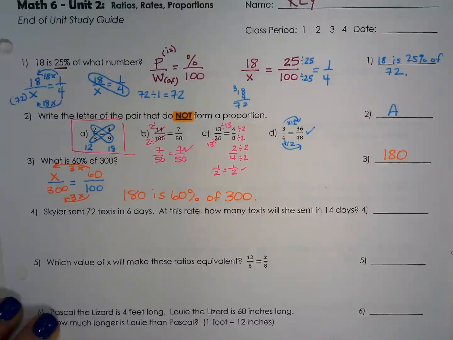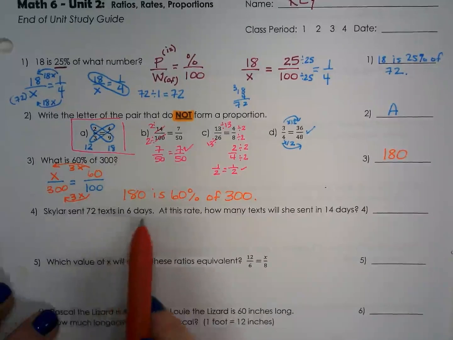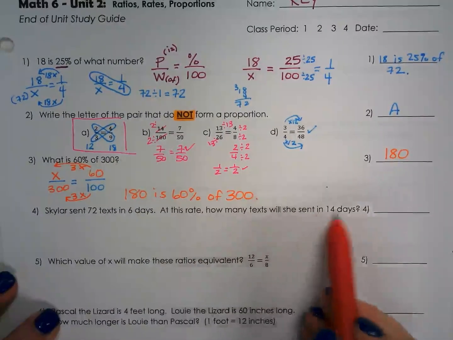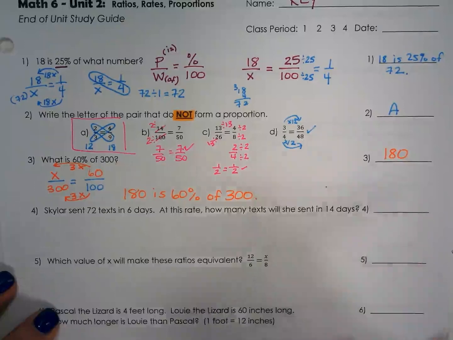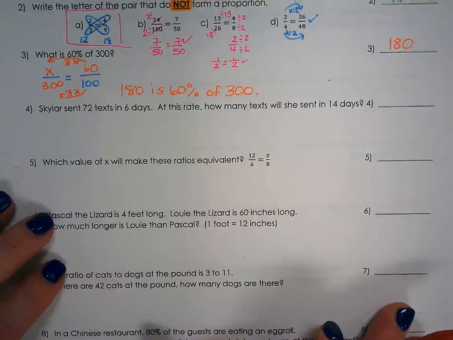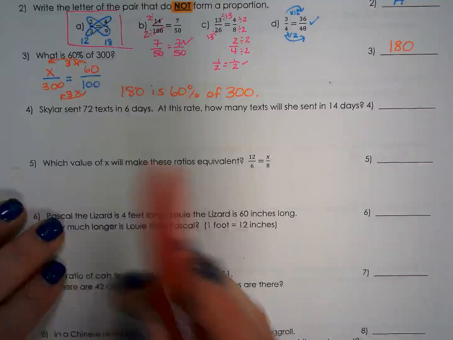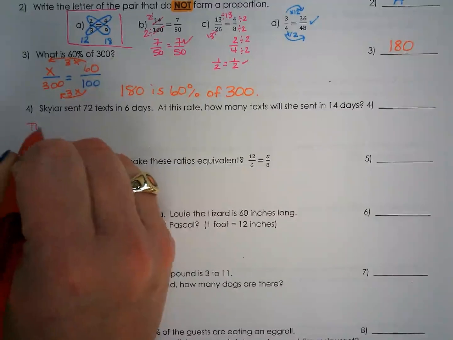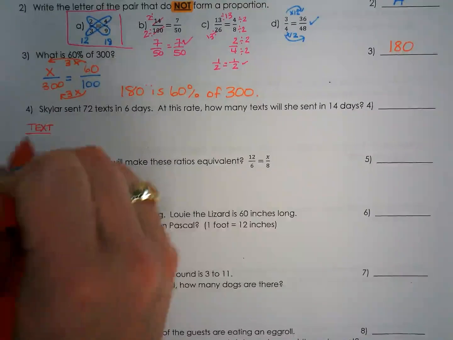Okay, in question number 4, we've got to figure out what proportion we need to solve this problem. So Skylar sent 72 texts in 6 days. At this rate, how many texts will she send in 14 days? Okay, so let's take a look at this problem and let's break it down. What are the two things we're comparing? We're comparing texts to days.